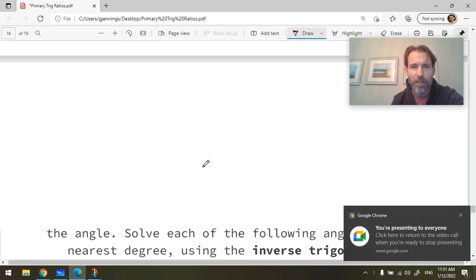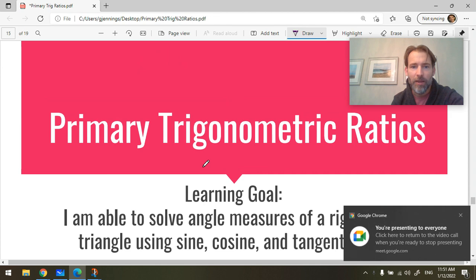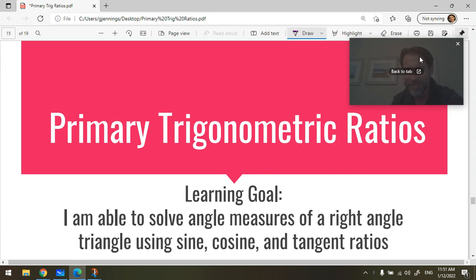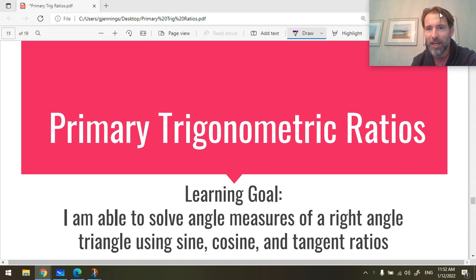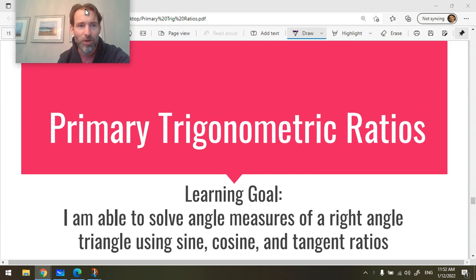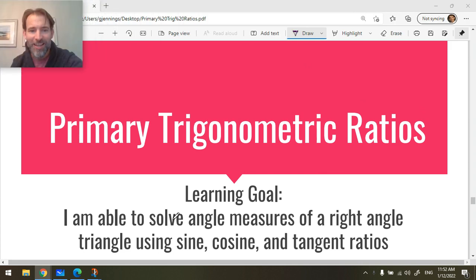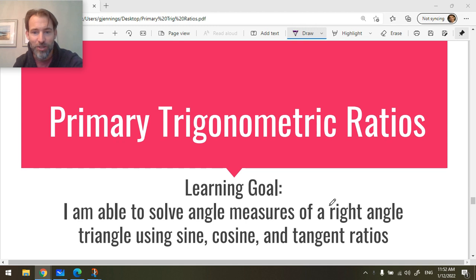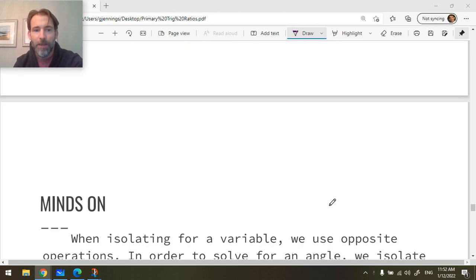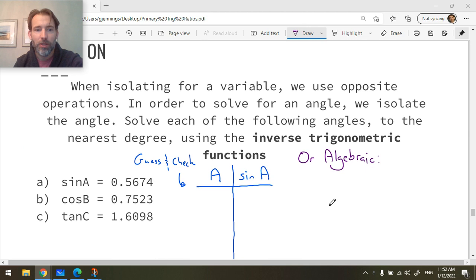And here we are taking a look at primary trigonometric ratios still. And we are going to be looking at how one finds the angle measurements when we aren't given any angles. If we're given the side lengths of a right angle triangle, we can use the inverse operations to find angles and solve for angles in different situations. So let's take a look at what we're talking about.